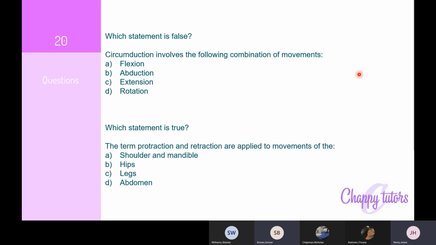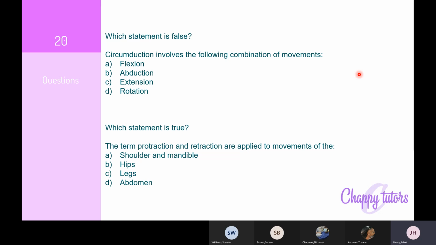Yes, A is correct, right? We went through the movements of the shoulder blade just now, and protraction and retraction was one of them. And the mandible is the lower jawbone, right?